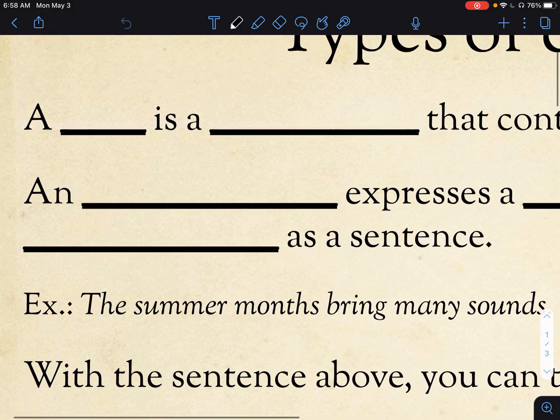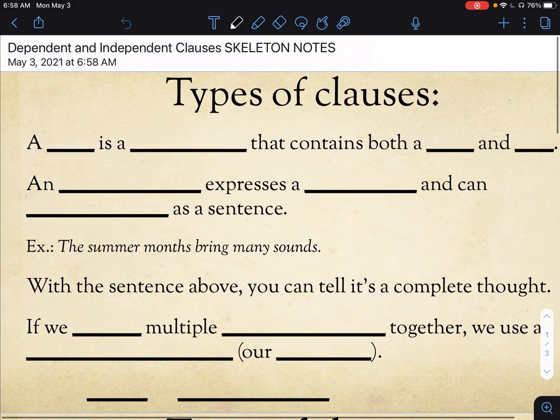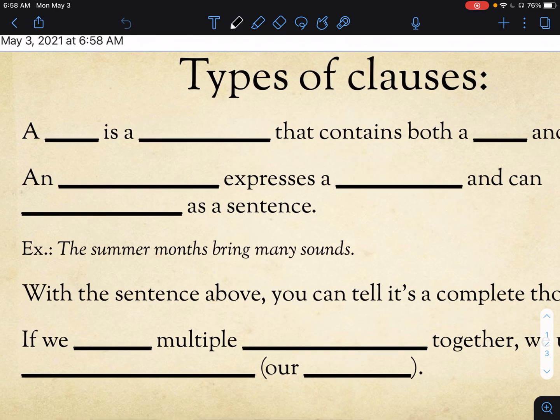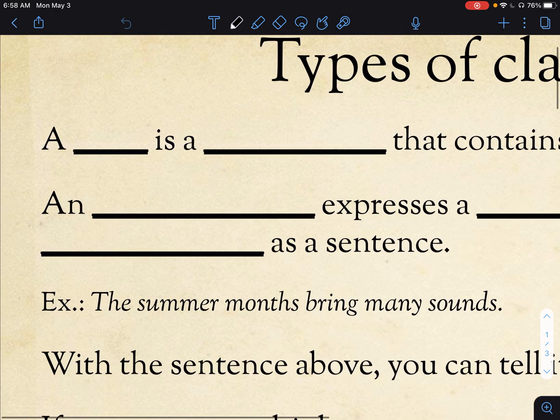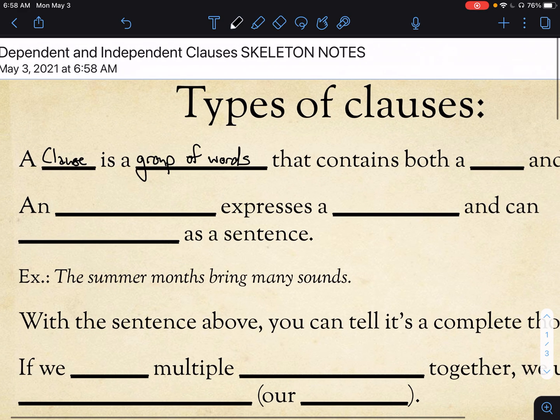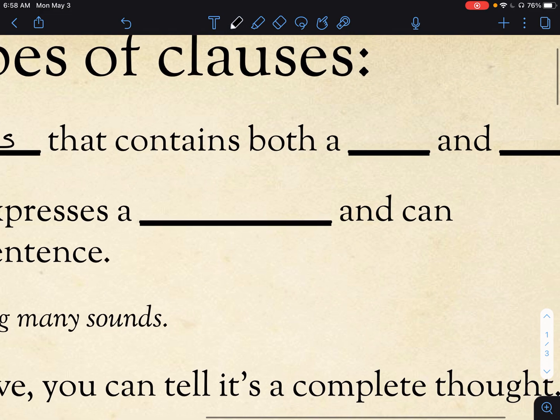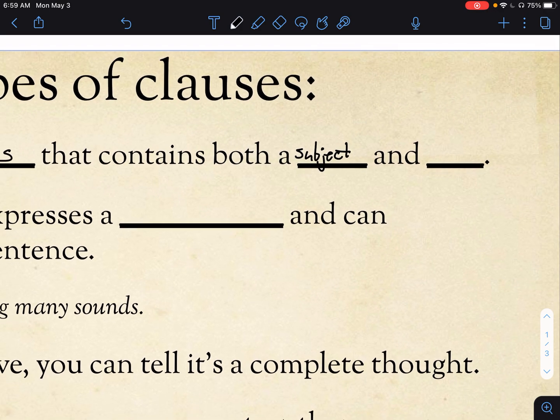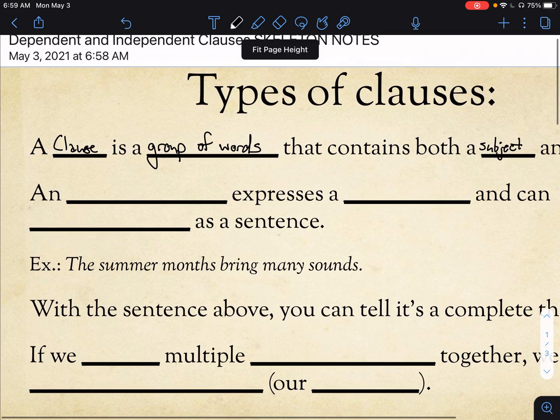So, in order to talk about clauses, first of all, this is in your week 13 folder. Go ahead and get that out. A clause is a group of words. So it's kind of like a phrase, but clauses have to contain both a subject and a verb. So clauses are groups of words that contain a subject and a verb.